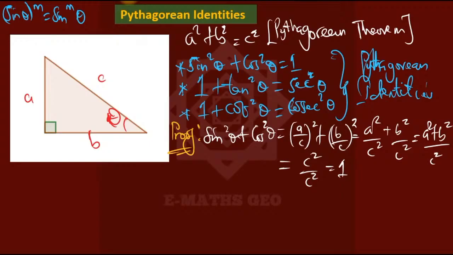So what about the second one? Let's use this first one. Let's start with cos squared. We've gotten that sine squared plus cos squared is 1. So let's divide both sides by cos squared.